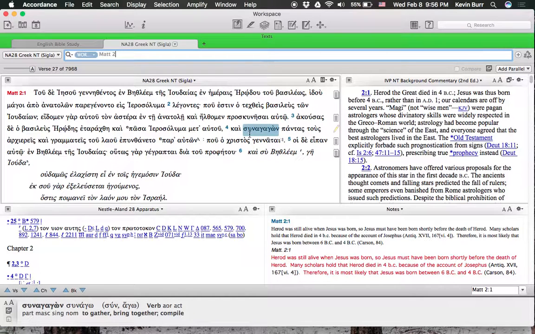So recognize this. Don't confuse this with sunagon, which would be a present active participle. Remember that participles do not have augments. And ago, and forms of ago, compound forms of ago, like sunago and apago and other verbs like that, still have this second aorist stem kind of buried here in the middle.